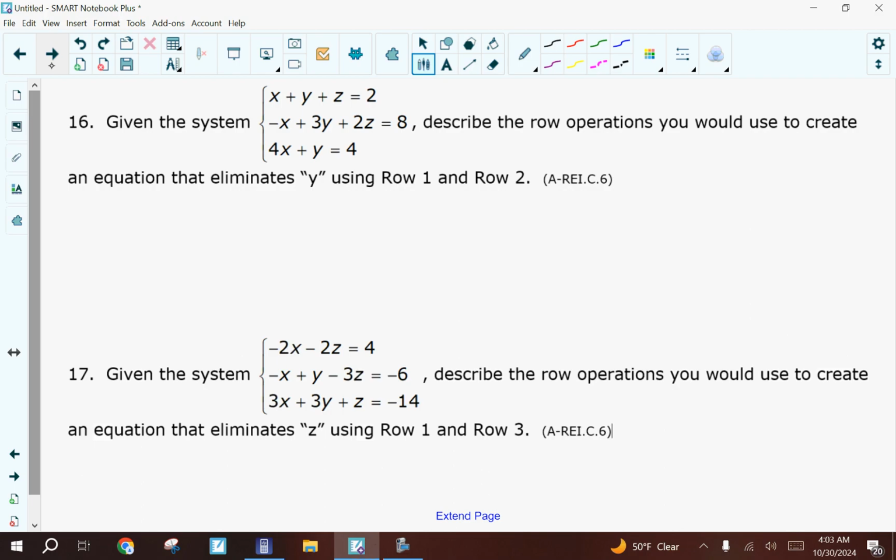Okay, and then finally it says, given the system, describe the row operations you would use to create an equation that eliminates y using row 1 and row 2. So we got to start off by, I'm going to go ahead and label my rows. So this is row 1, row 2, and row 3. This question said absolutely nothing about row 3, so I'm going to get rid of that one. And then it says eliminate the y's, so I'm going to get rid of these x's. I want to be careful not to get rid of those signs because those signs are kind of important. And now I'm going to get rid of everything else.